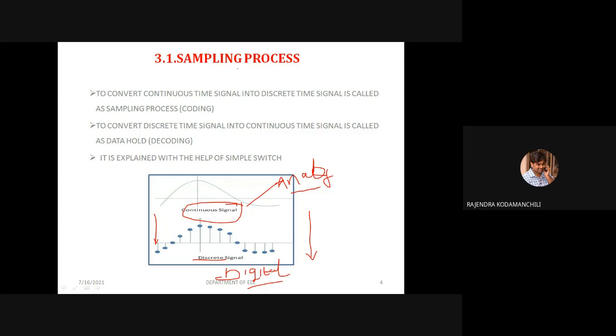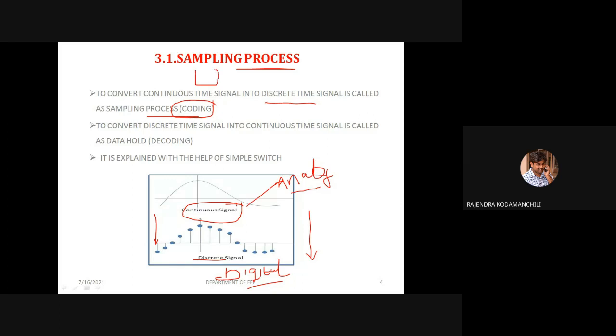Now, what is the sampling process? Sampling process means converting the available continuous-time signal into a discrete signal or digital signal. Converting a continuous-time signal into a discrete-time signal is called the sampling process. Technically, we call it coding. Here the intention is very simple.